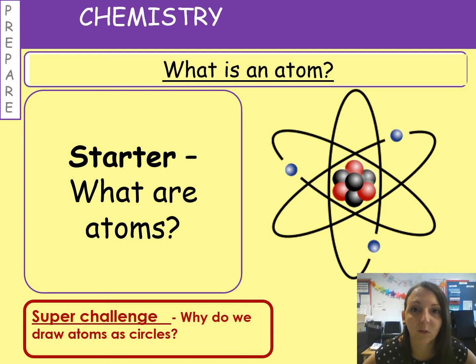The starter question just says, what are atoms? And I really just want you to dump down everything that you know or you have learnt about atoms already. There's a picture to give you a bit of a clue. And the super challenge is, why do we draw atoms as circles? What might have fueled that idea that that was the case, that that was true? Okay, good luck. We'll go through the answers in a second.